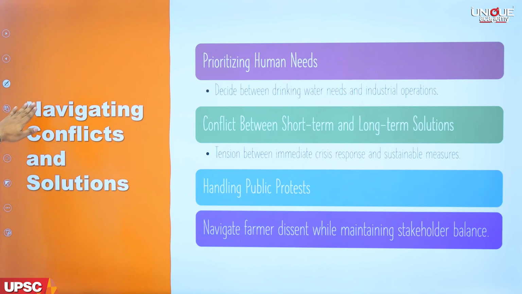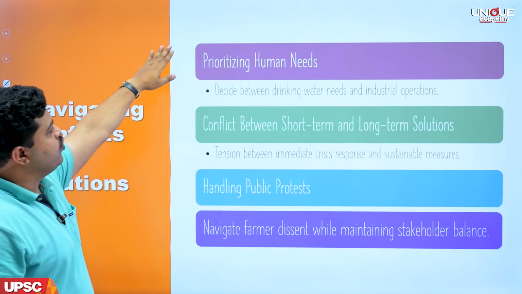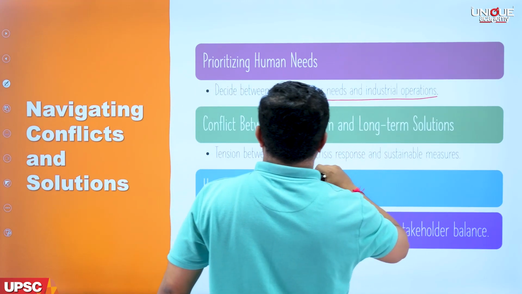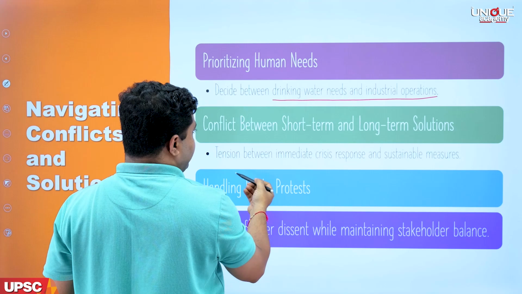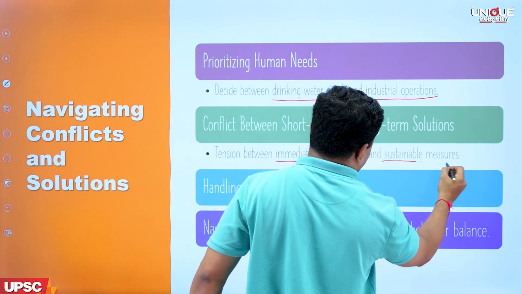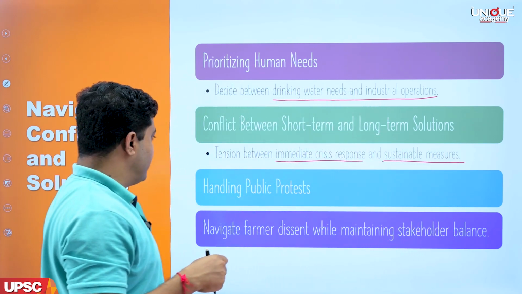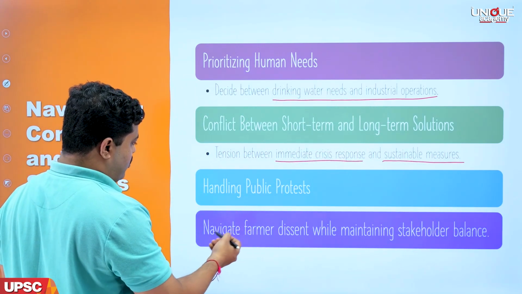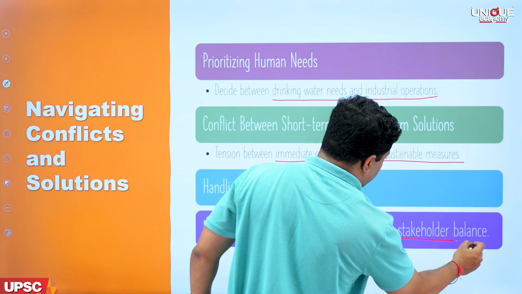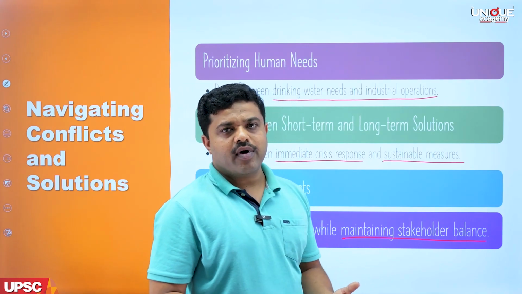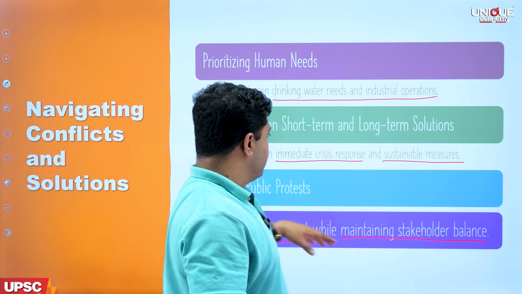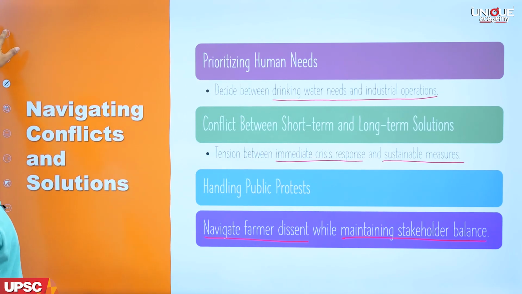And how to navigate the conflict and providing solution. So पहले prioritize human needs, decide between drinking water needs and industrial operation. इसको differentiate करो. Conflict between short term and long term. So ये जो tension है ना, immediate response क्या होना चाहिए, sustainable measure क्या होना चाहिए, इसके बीच में आपको negotiate करना है. And handling public process कैसे करोगे? So navigate through farmer dissent and maintain stakeholder balance. सब stakeholder को on board ले लो, so that protest could be avoided and you can address concerns of each stakeholder in a very transparent and amicable way. So this is how the case study can be handled.